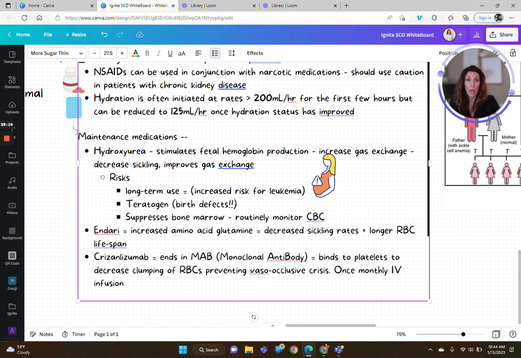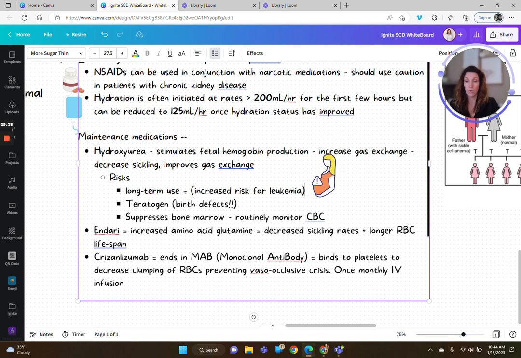I mean, either way, if it's leukemia or infection, these are things we worry about in patients with sickle cell disease. So that's something to keep in mind. And then hydroxyurea is a teratogen, so it can cause birth defects. So we would definitely want to avoid that in pregnant women. And we already said maybe pregnancy isn't the best idea for a patient with sickle cell disease.